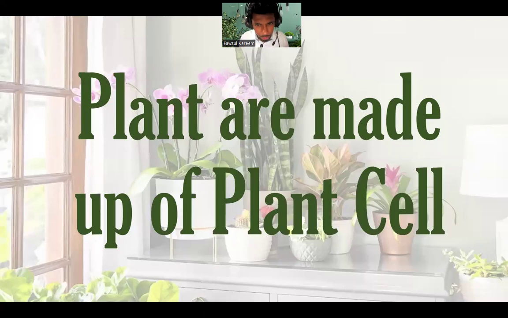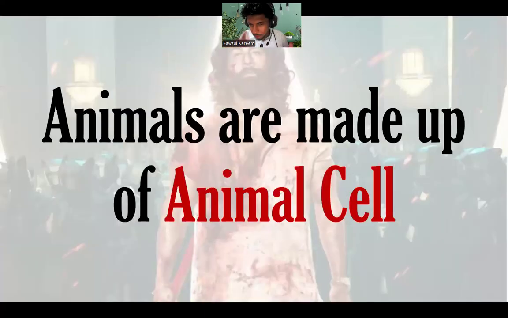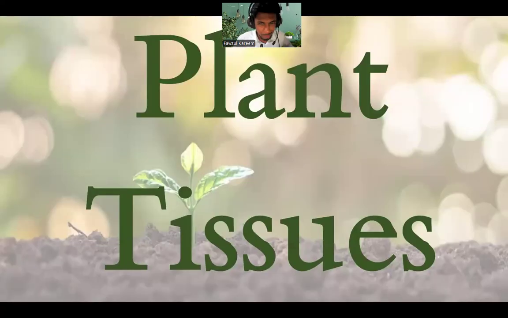Plant tissues are made up of plant cells, and animal tissues are made of animal cells. You may have seen that in the background and all. Don't worry about it, just skip those. In this lesson today we are going to study the plant tissues. Later we'll discuss the animal tissues.